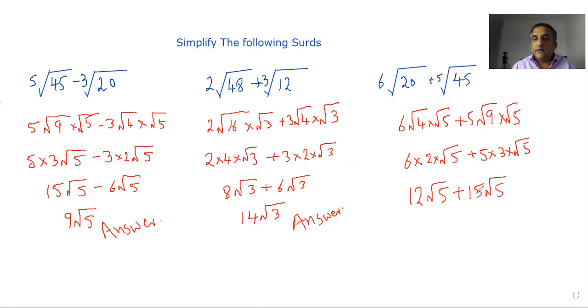So now we can add 15 and 12. The square root of 5 will stay the same, but when you add 15 and 12, we get 27, and inside it will be 5. It will stay the same. Remember, do not add them. They will stay the same. So your answer will be 27 square root of 5. Hope you understand these questions.